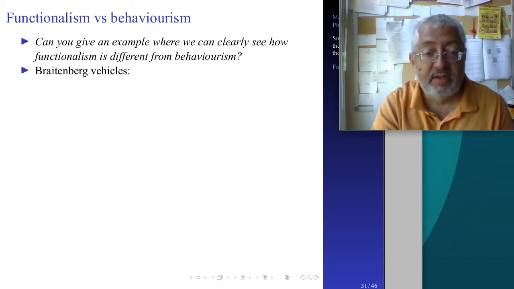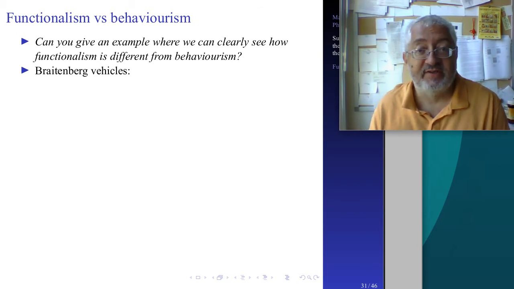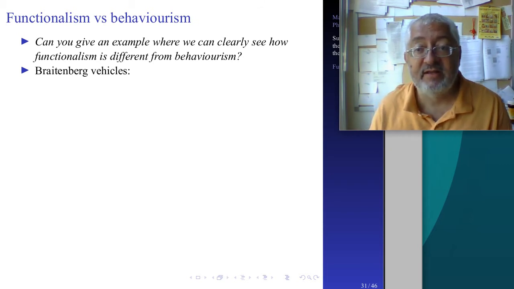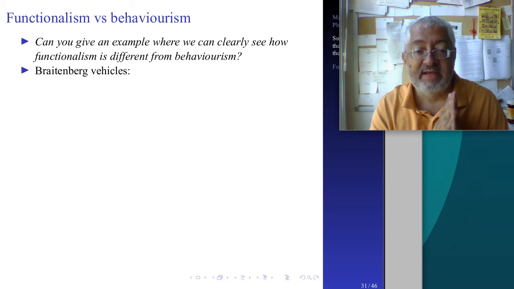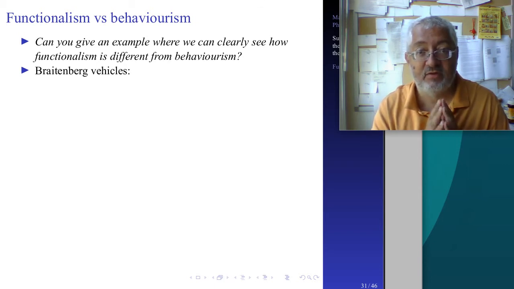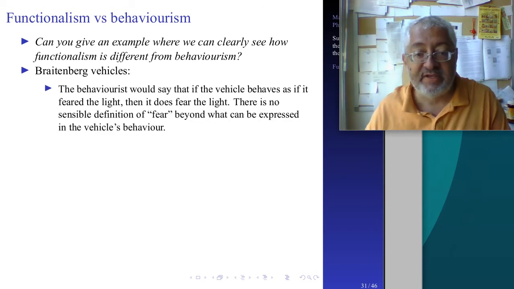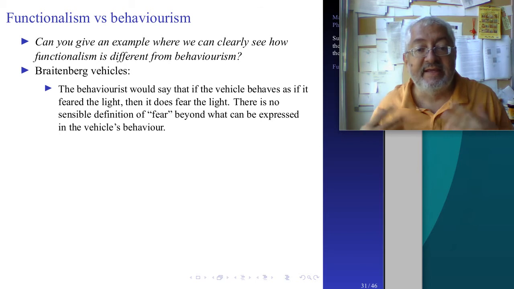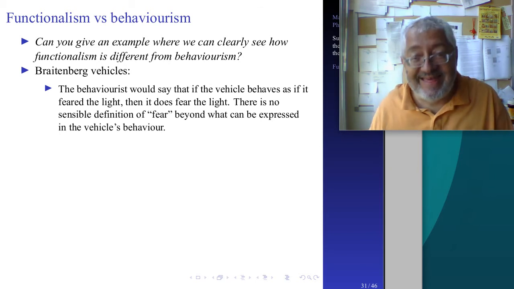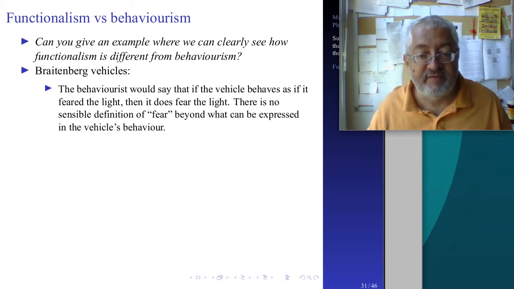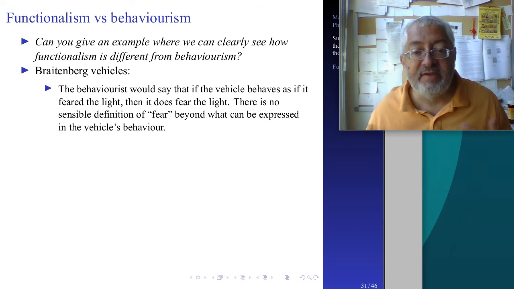Okay. Breitenberg vehicles, for example. Breitenberg vehicles, you remember we talked about them in the past. These are very good examples on which you can distinguish behaviorism from functionalism. Because the behaviorist would say, if the vehicle behaves as if it feared the light, then it fears the light. There is no sensible definition of fear for the behaviorist beyond what can be expressed in the vehicle's behavior.